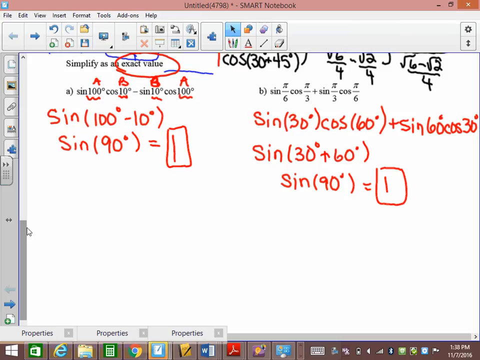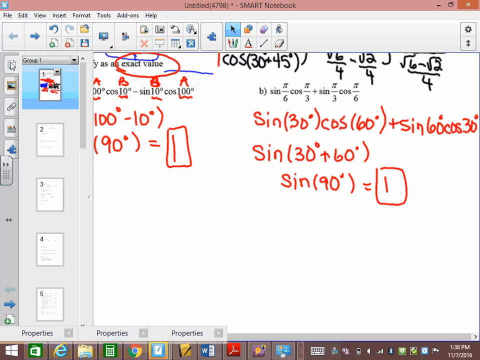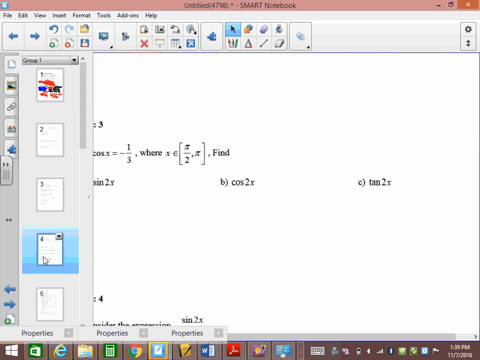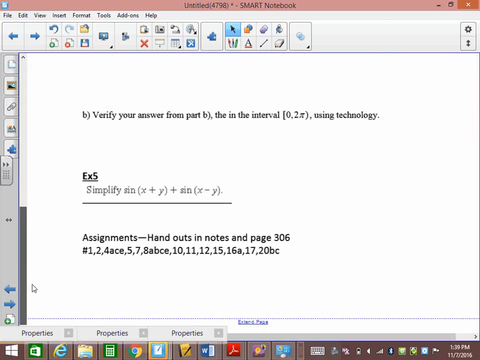Okay, you're going to flip to the end of this lesson. It's an addition and subtraction and a double angle lesson. You're going to flip to the end of it just so you can go to the homework, and I'll tell you which ones to do. It's a few pages. I'll put it back in a second.